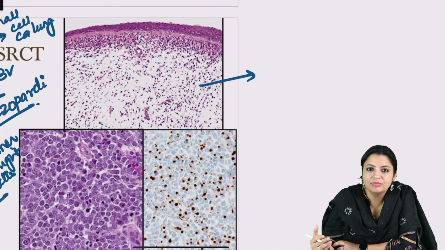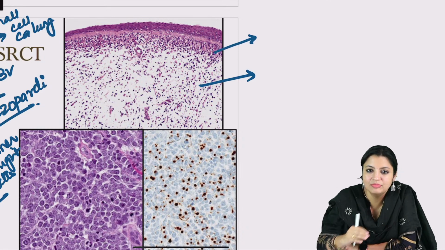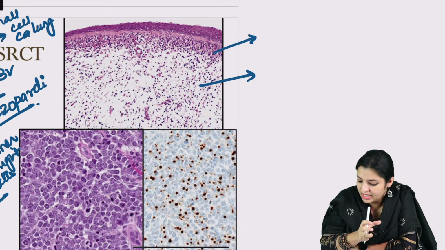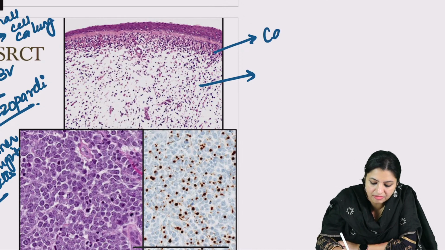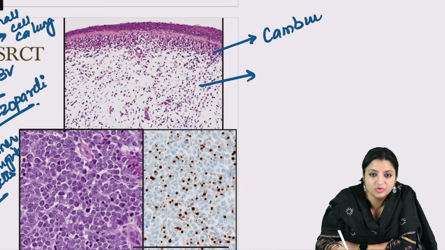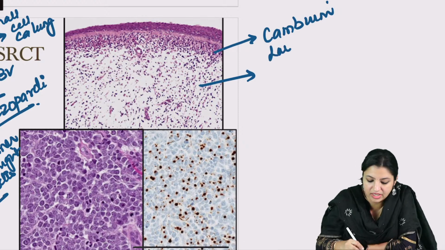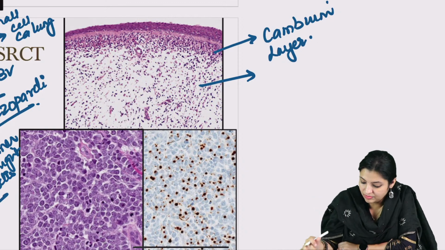Let me give you a hint: it has hyper and hypocellular areas, especially below the epithelium, where there is condensation of the nuclei. So there is a layer where all these nuclei are condensed just below the epithelium, and this layer is called the cambium layer. Which tumor am I talking about which has a cambium layer? Anybody? Let me see who can answer.